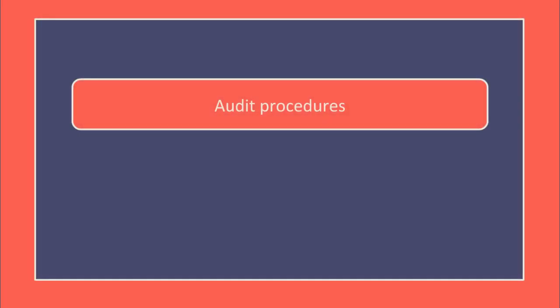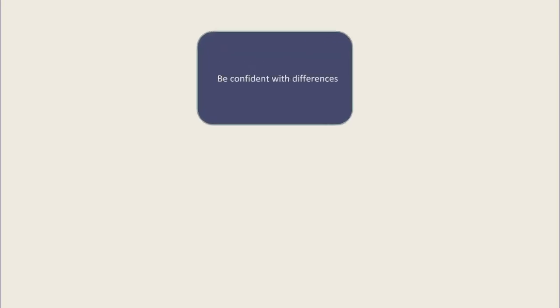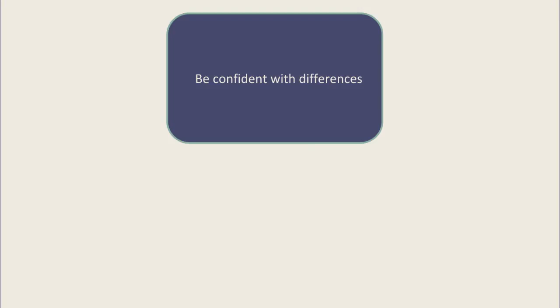Each test will gather evidence to help the auditor form an opinion on the financial statements. The two main areas of audit procedures are controls procedures and substantive procedures. There is a clear difference between the two, and to be successful in an exam question which asks specifically for controls or substantive procedures, you must be confident with the differences.